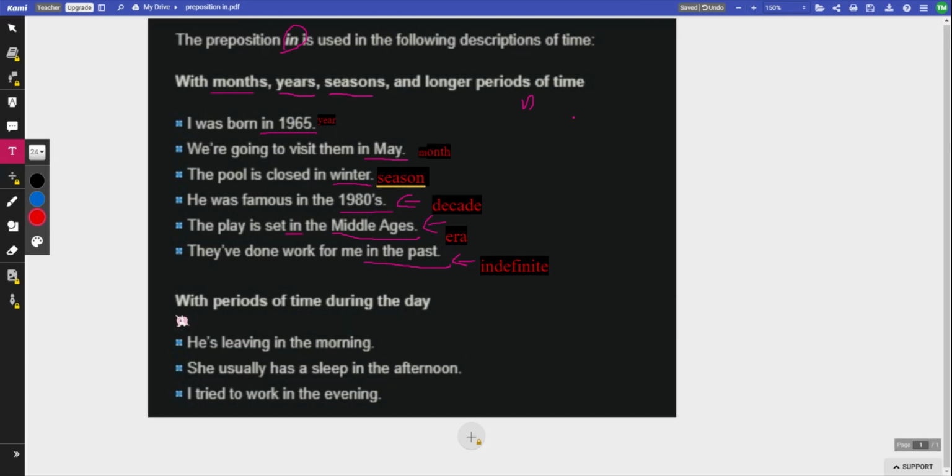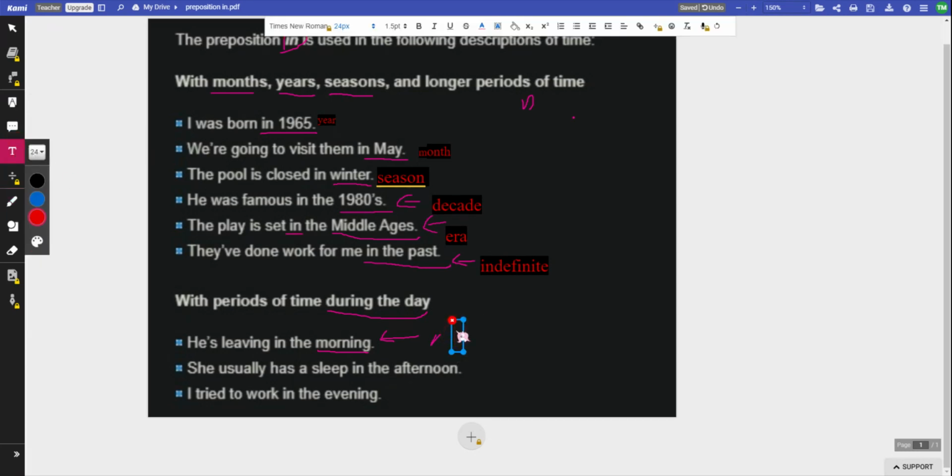With periods of time during the day, so we are just talking about during the day, you would say in the morning because it's unspecific. It is just in the morning. And when you're talking about in the morning, you could be talking for 7 to 8 hours.